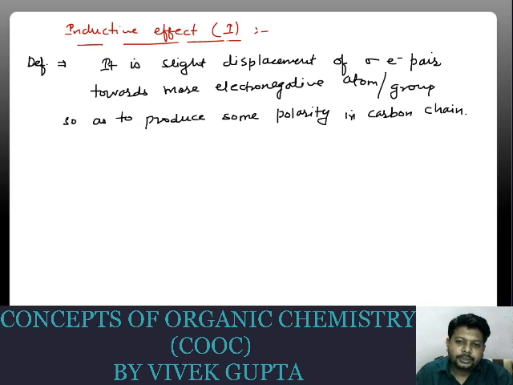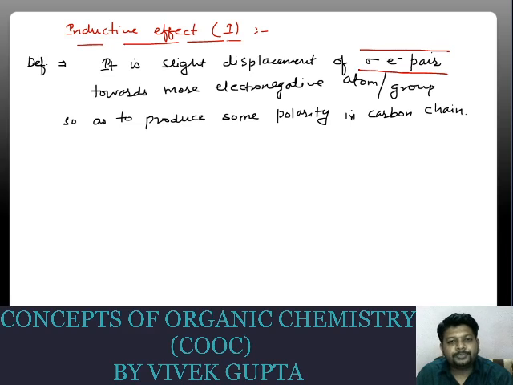Means the effect is operated only through sigma bond. This is a very important thing to note down. This effect is possible only in sigma electron pair, that is sigma bond. It is not involved anyhow in pi electrons or pi bonds, though it can appear in unsaturated systems, but only along with sigma bonds. So we are going to discuss this effect in detail. So first of all, let's understand the definition part.